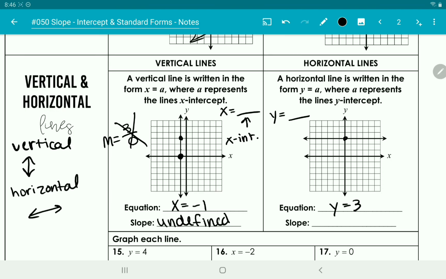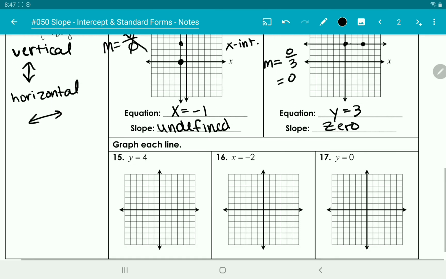And then the slope for these ones, let's go ahead and draw another point. It's going to be rise over run. To get to that point, you don't go up or down any, so it's going to be 0 divided by however many you go over, 3. 0 divided by anything is going to be 0. So anytime you have a horizontal line straight from left to right, the slope is going to be 0.